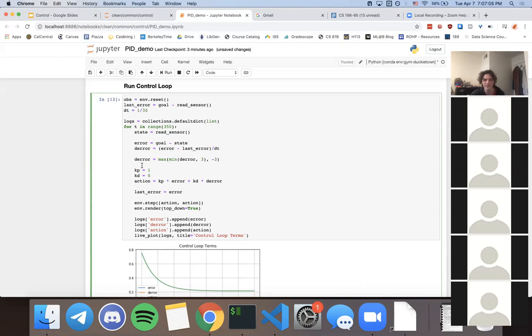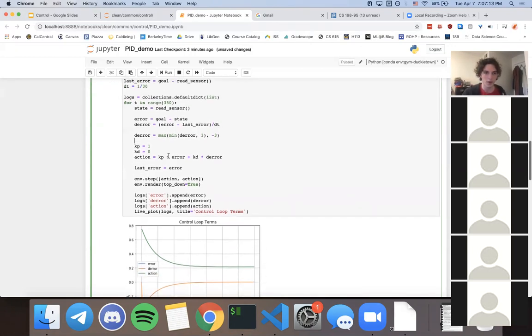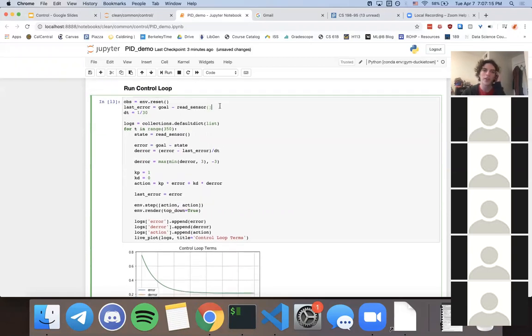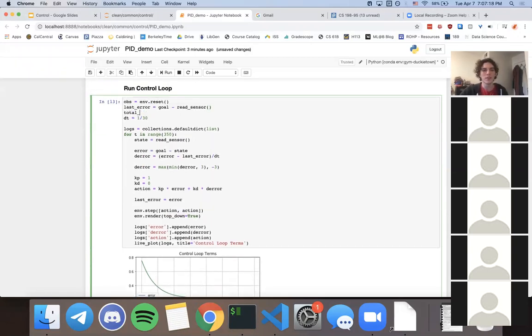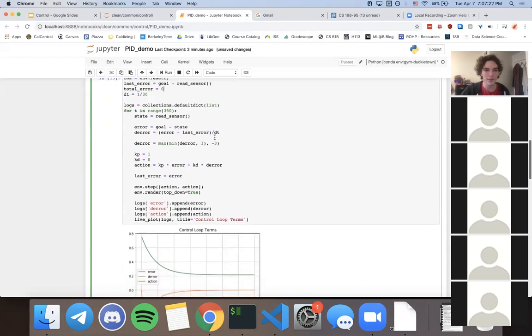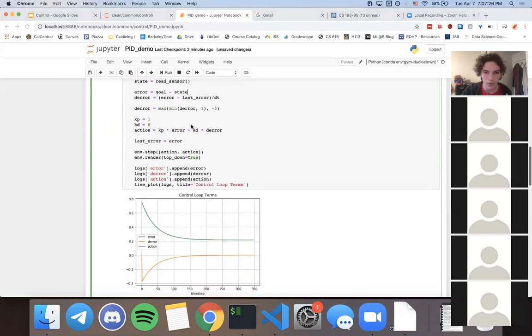Maybe the error in V. I like it. Okay, let me integrate the error. I'm going to keep a tally of the total error, started at 0. You said integrate the error in what? I said V, if we're controlling for V. Oh, I see. Yeah.